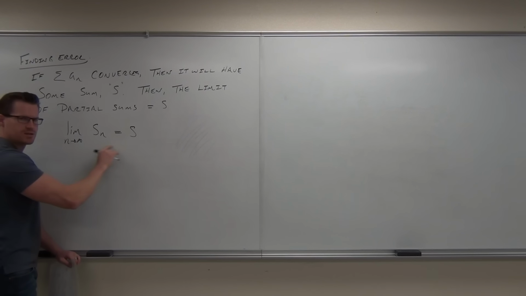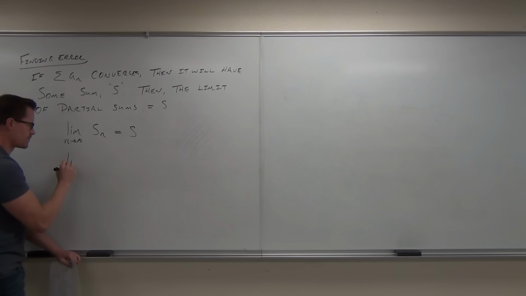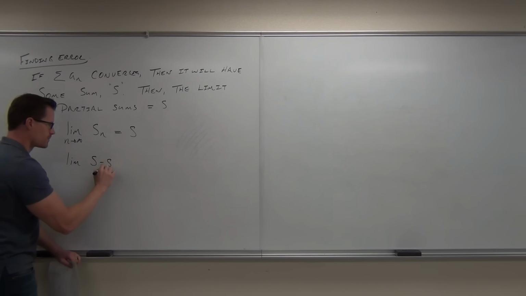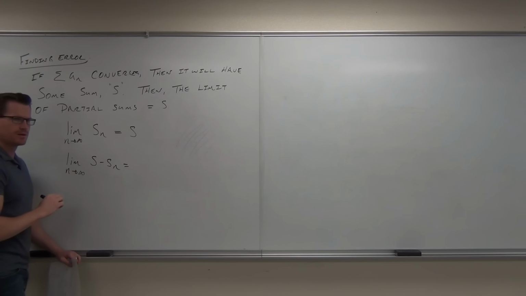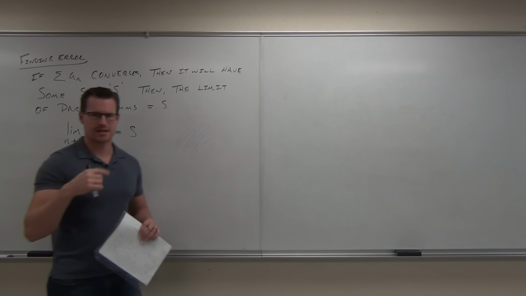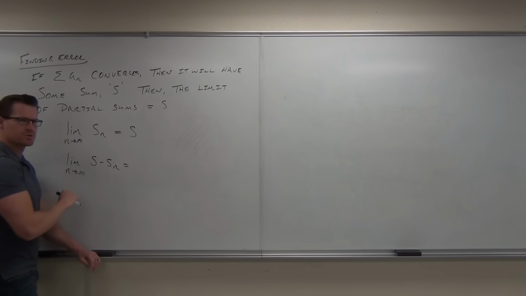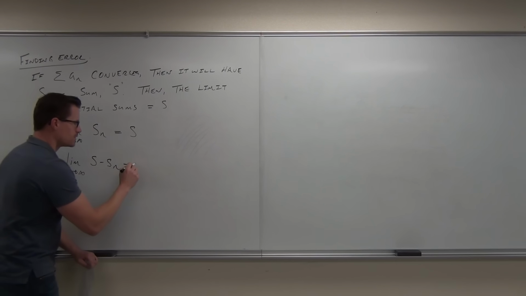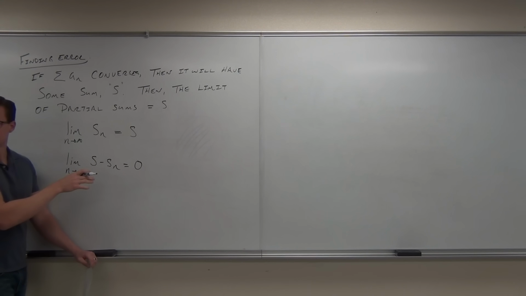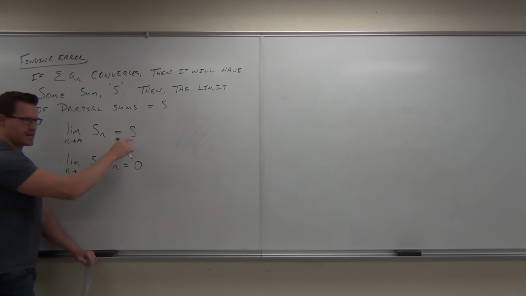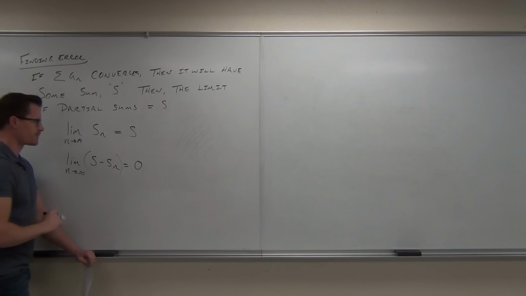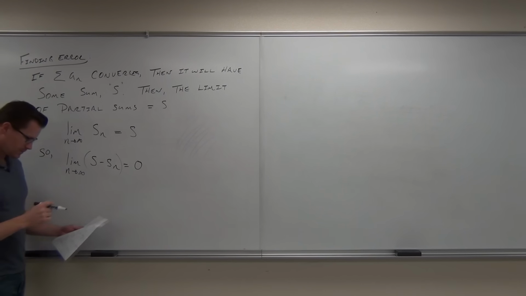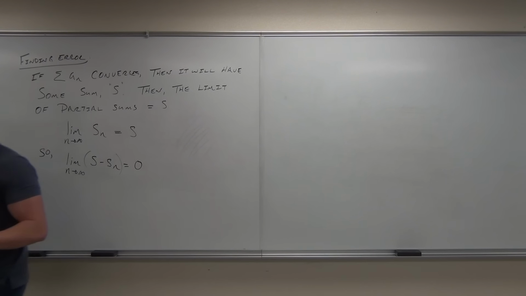the difference between these things will equal what as n approaches infinity? If these things are equal as n approaches infinity, what's the difference between them? Should be 0. It should be, and it is. Does that make sense to you? If the limit of S sub n as n approaches infinity is S, then the difference between them would be 0 as n approaches infinity. You guys okay with that so far?